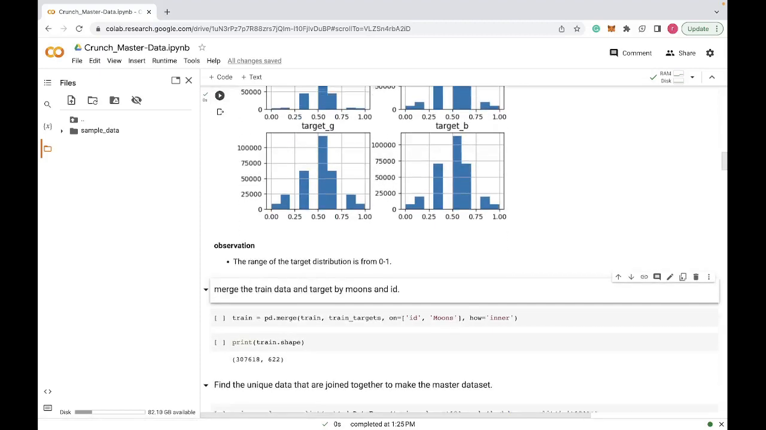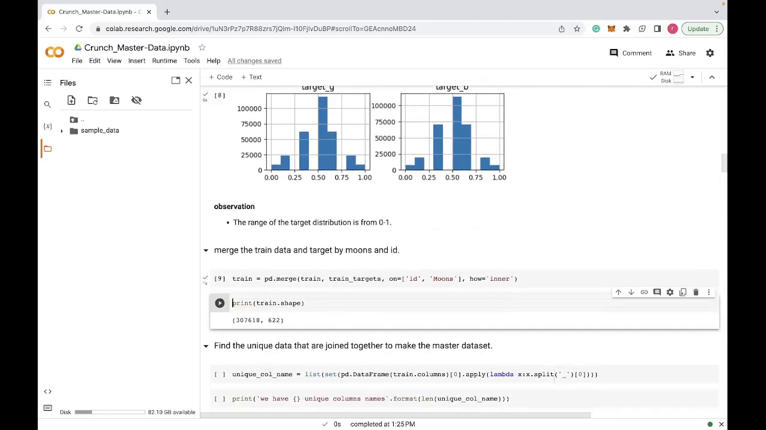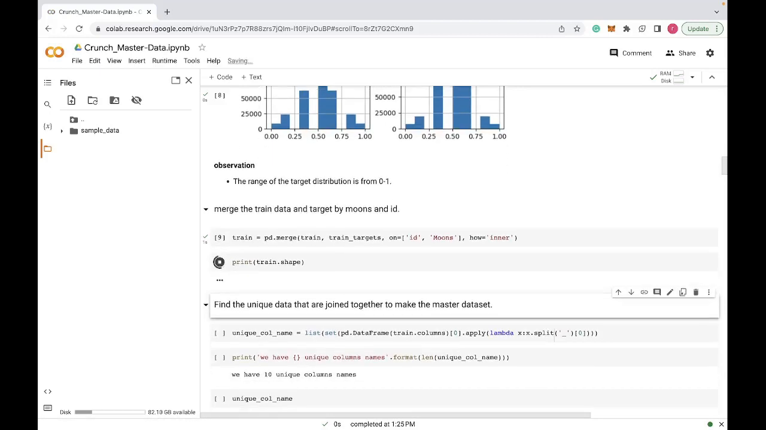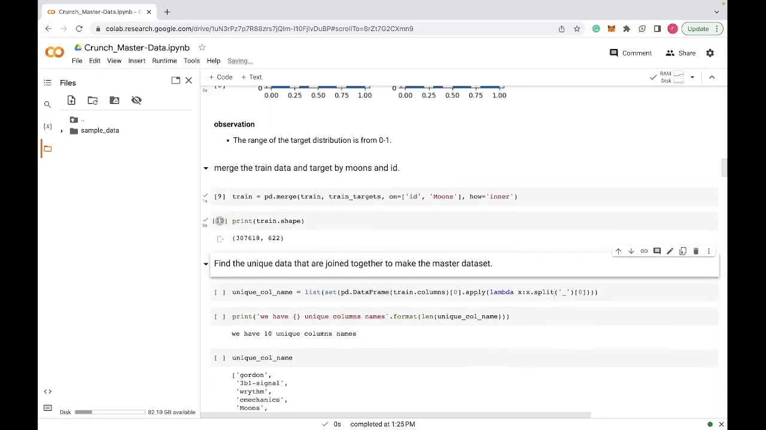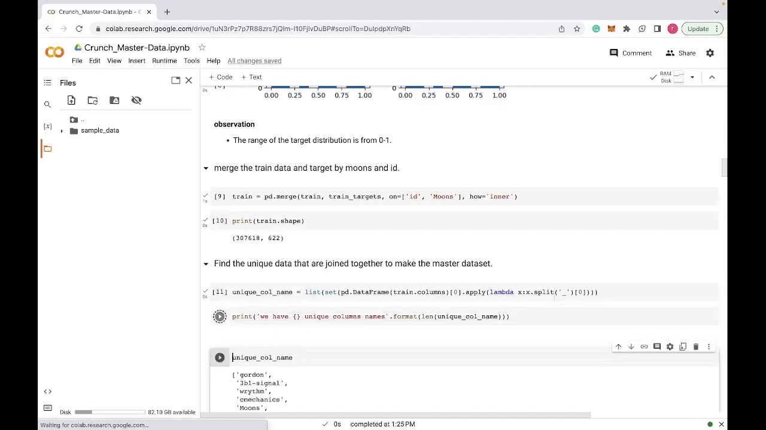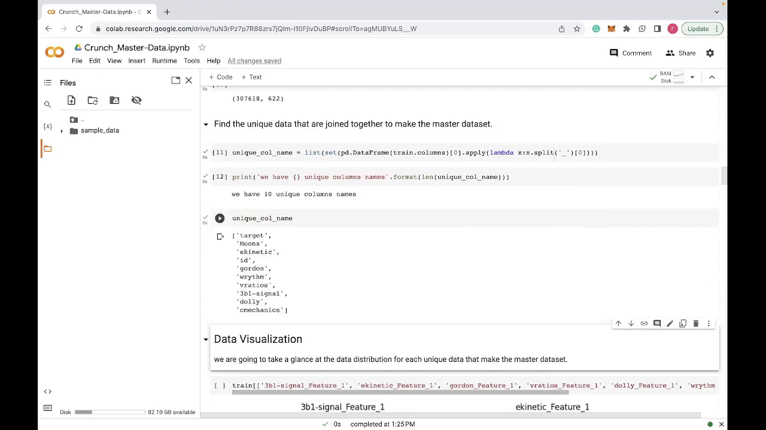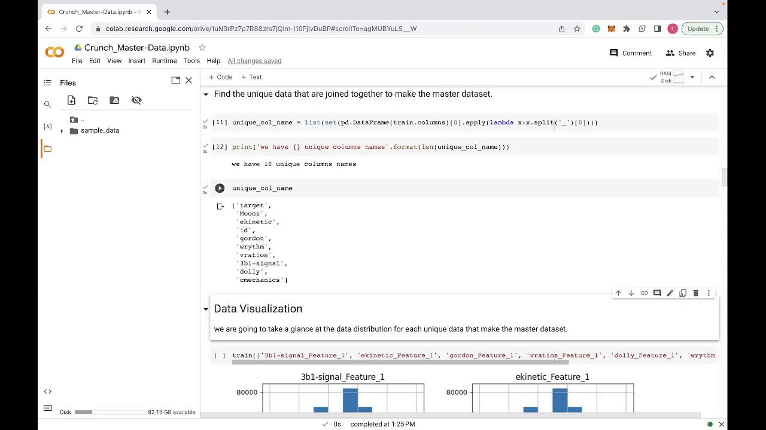The next step for us is to merge our dataset. We want to merge our train data and the target columns in order for us to do some analysis without having a lot of problems. We do that to have a new shape in our data. So we find the unique data that are joined together to make the master dataset. We want to find the unique column names. For each column, we want to find the unique name. Mainly we have 10 unique column names, and looking at them, we observe that the likes of the moons, Kinetic, Gordon, Wirth, V-ratios, 3B signal, Dolly, and C mechanics all combine to make the dataset.